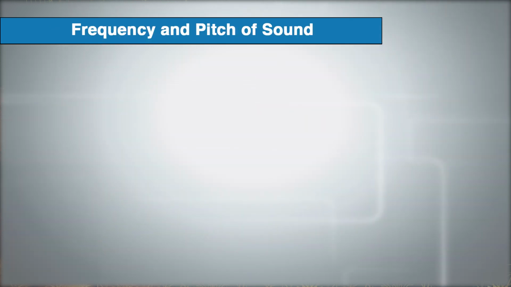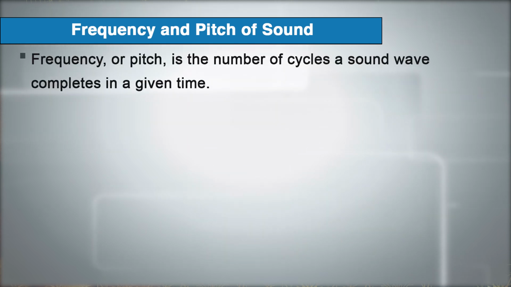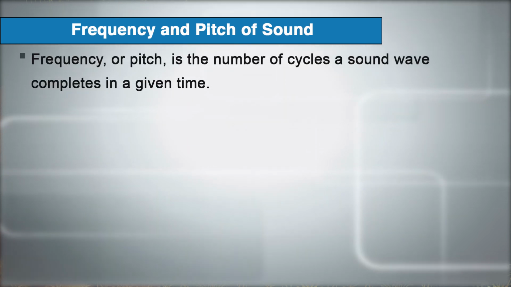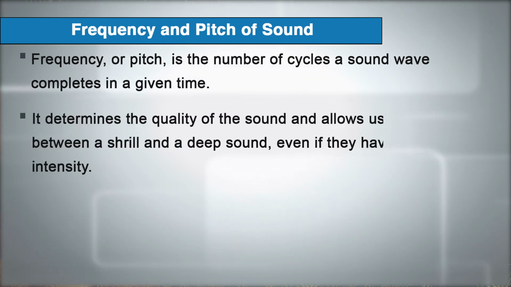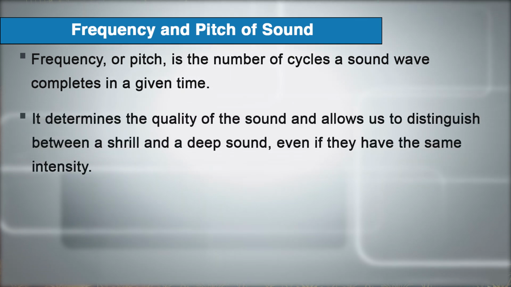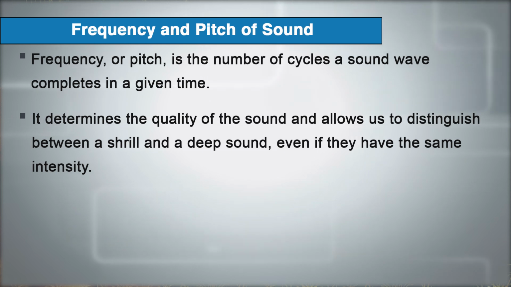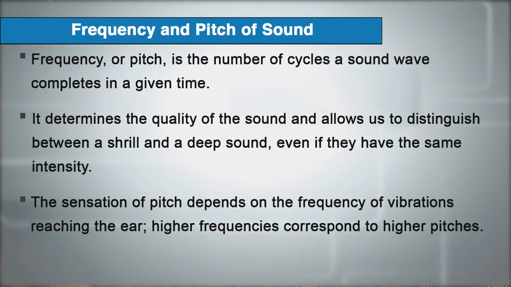Now, we will discuss the second characteristic, that is frequency and pitch of sound. Frequency or pitch is the number of cycles a sound wave completes in a given time. It determines the quality of sound and allows us to distinguish between a shrill and a deep sound, even if they have the same intensity. The sensation of pitch depends on the frequency of vibrations reaching the ear. Higher frequencies correspond to higher pitches. The frequency scale ranges from 20 to 1500 cycles per second.